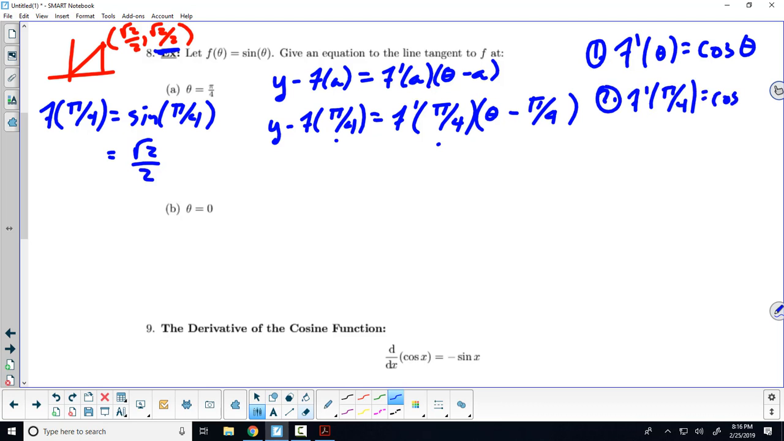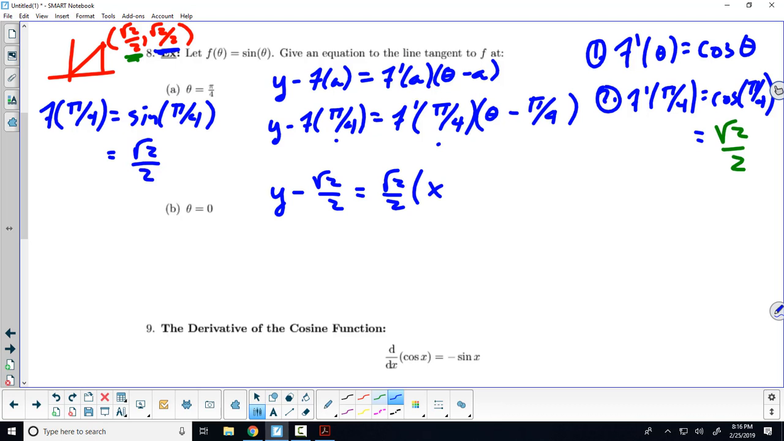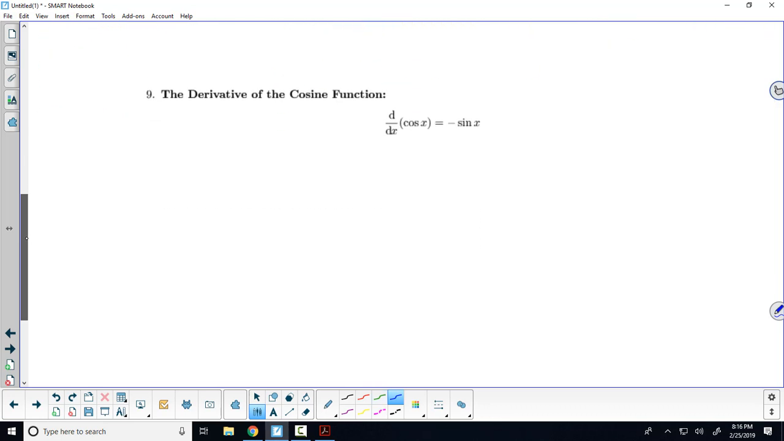Well, that's equal to the cosine of pi over 4. What is the cosine of pi over 4? It's the square root of 2 over 2. So finally we can give the equation of the tangent line as y minus radical 2 over 2 is equal to radical 2 over 2 times theta minus pi over 4.